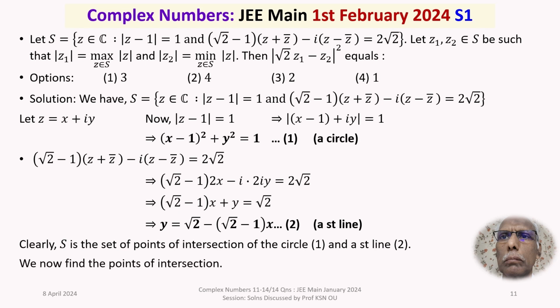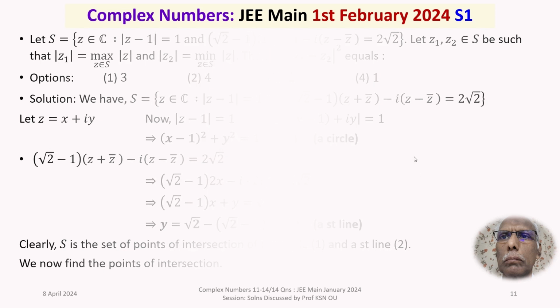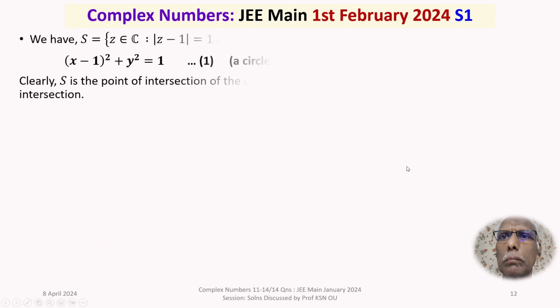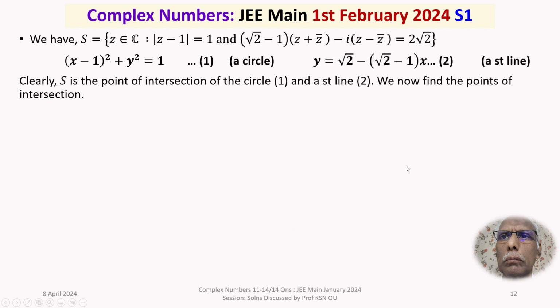So we now find the points of intersection. We do it in the next slide. Yes, that's what we have. Right. Now equation 1 means y is equal to (root 2 minus 1) multiplied by x. That value of y you substitute in the equation of the circle. So (x minus 1) whole square plus y square, where y square is ((root 2 minus 1) times x) whole square, is equal to 1.